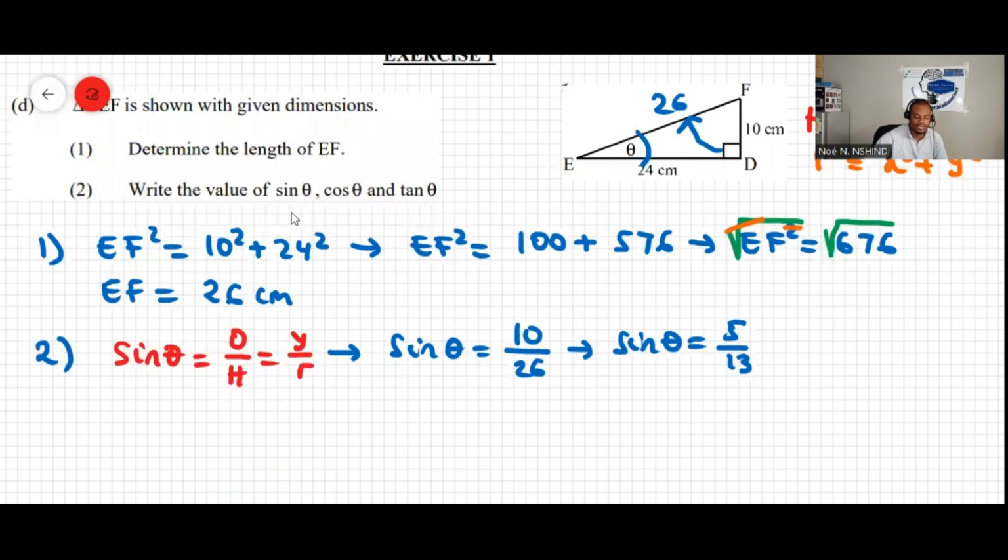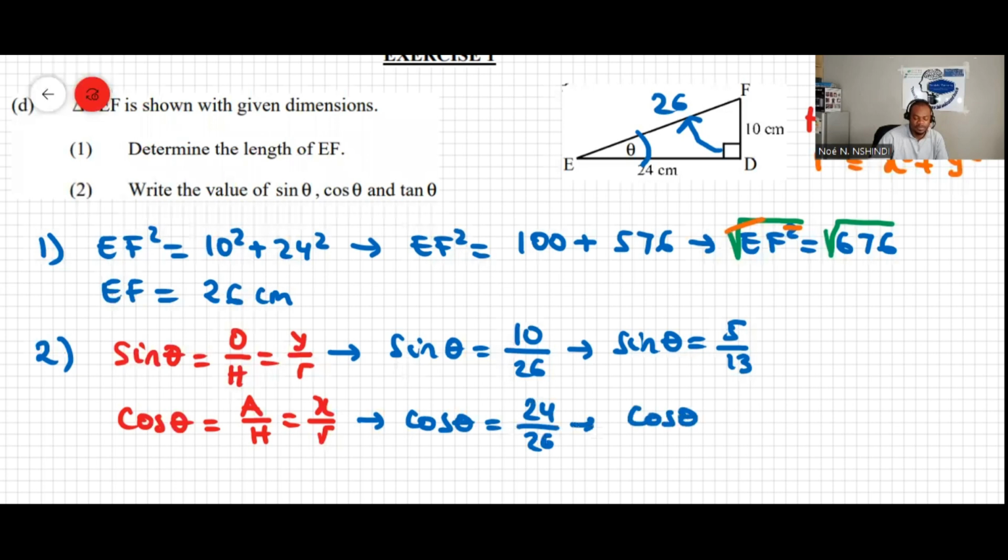We can also find cos theta. Cos theta will be adjacent over hypotenuse, which is x over r. Adjacent to the angle is 24 and the hypotenuse is 26. We can simplify that by dividing by 2 on both sides of the fraction. So this is going to be 12 over 13.